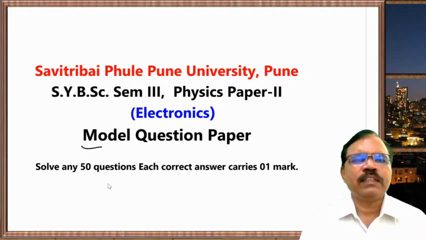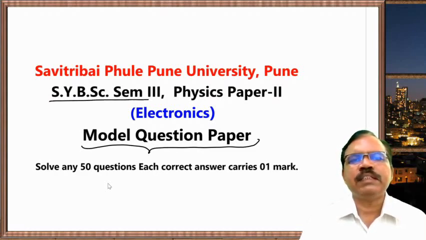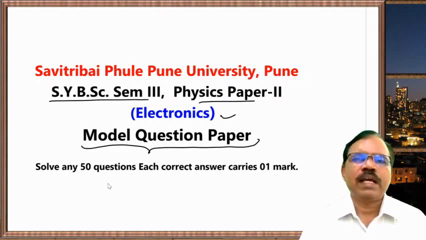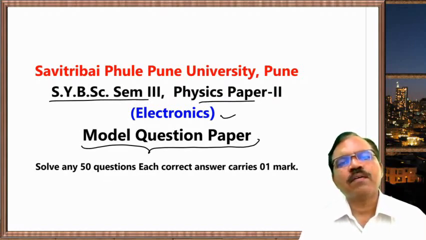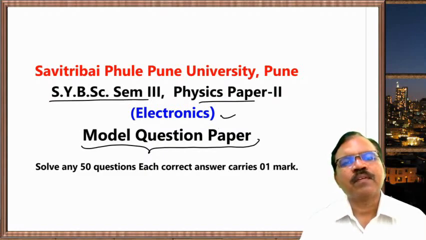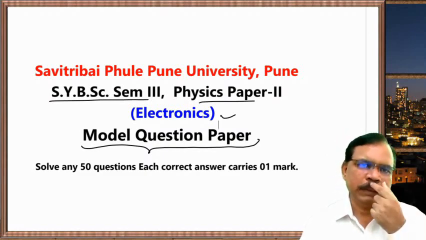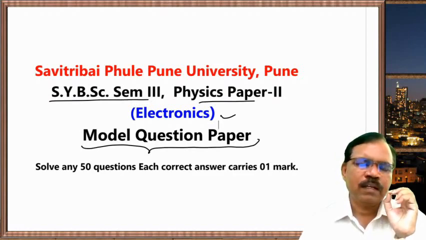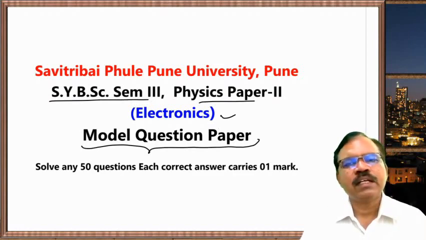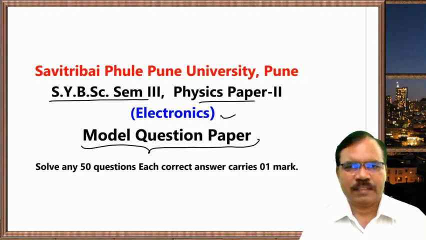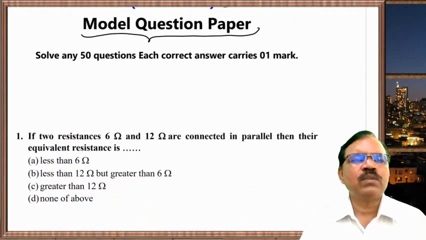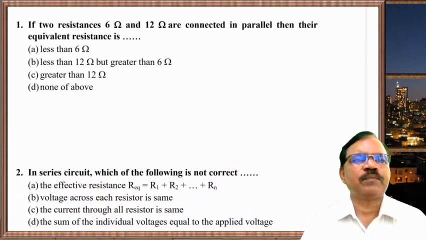In this video lecture, I am going to discuss a model question paper on SY BSc semester 3 physics paper 2nd, that is electronics. So we will directly go to the model question paper and see the multiple choice questions. You will have 60 questions, out of which you have to solve 50 questions. Each question will carry 1 mark. So let us go to the first multiple choice question.